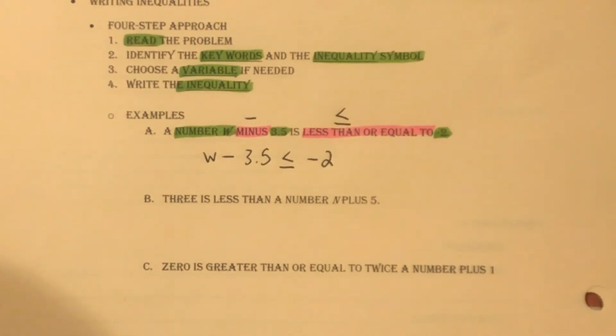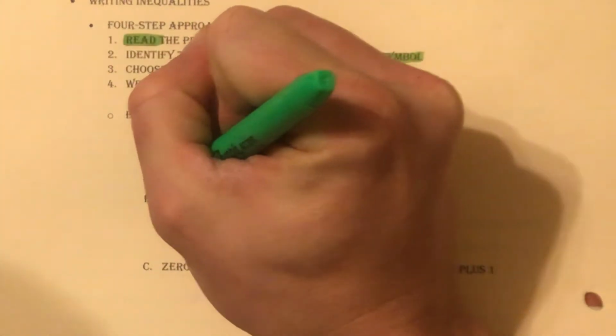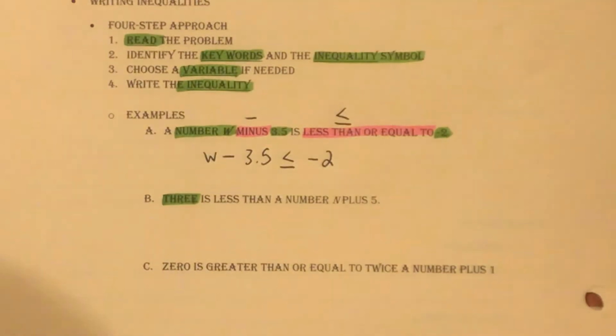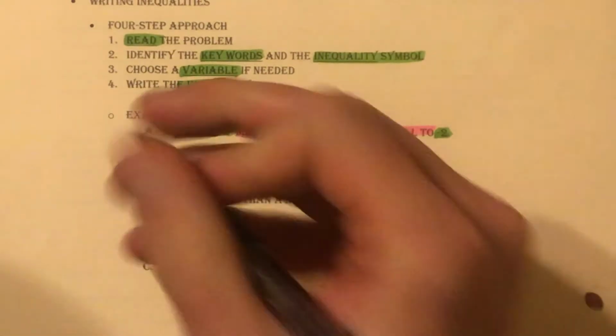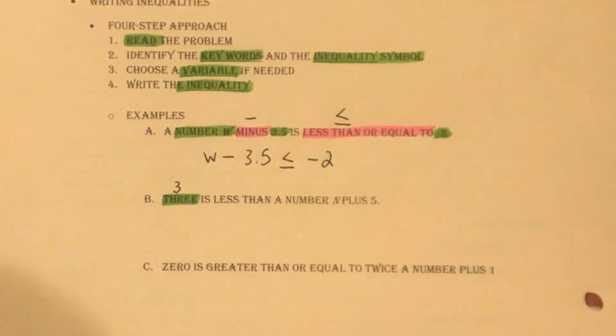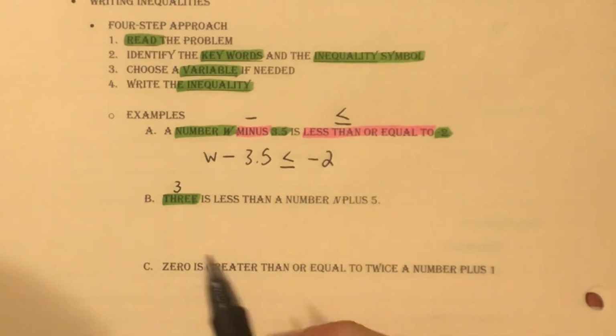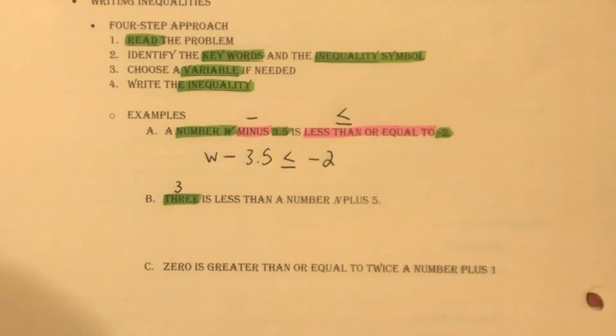Step 2, identify the keywords and the inequality symbol. So let's start at the very beginning. First keyword I see is 3. And that's a number, so I'm going to go ahead and write that out to remind myself that this means the actual number 3. Then I see is. Is a very good indicator that you're about to have your inequality symbol. If we took out the inequality symbol, is would mean equals, but it doesn't in this case. It's just an indicator that, hey, your inequality symbol is coming up.